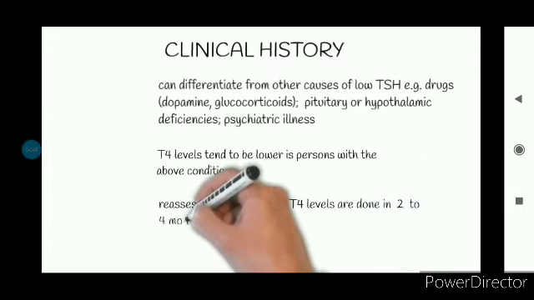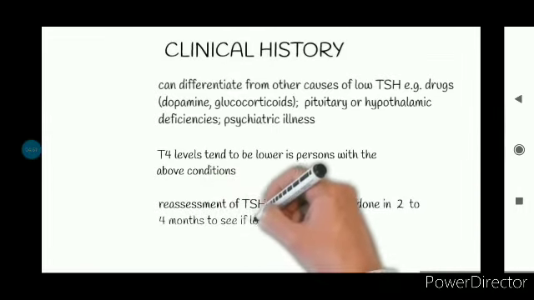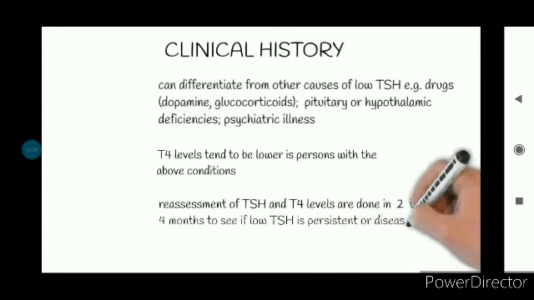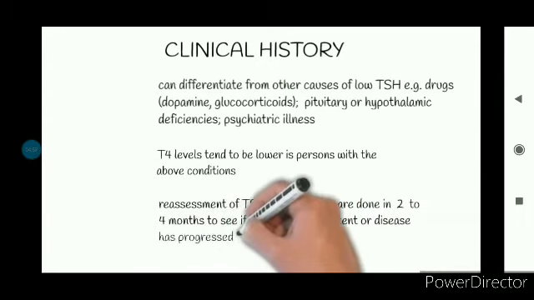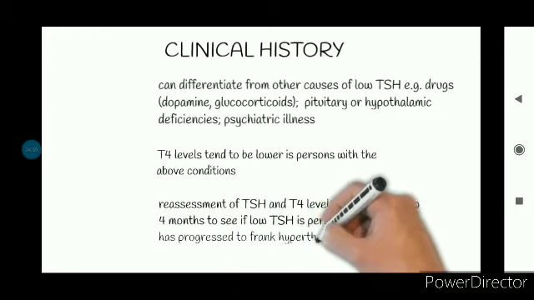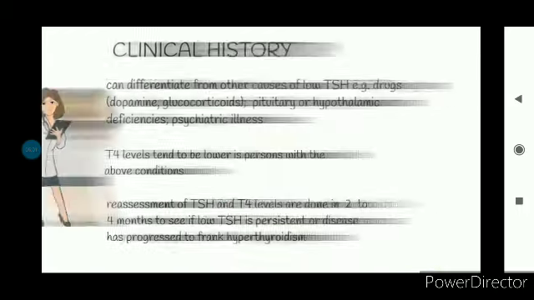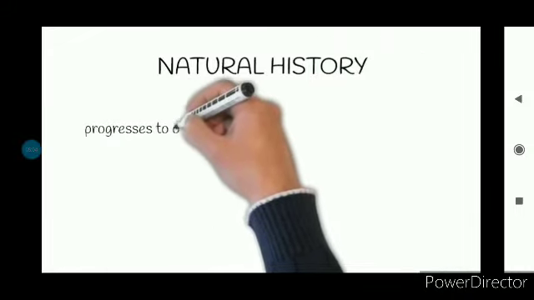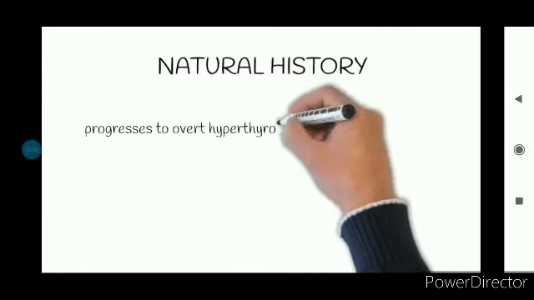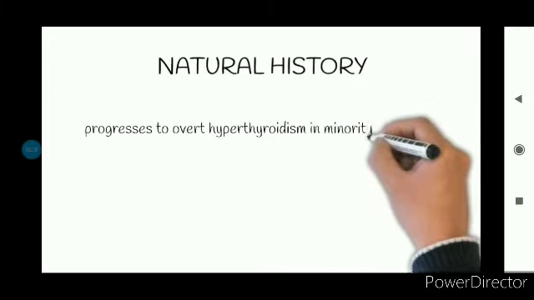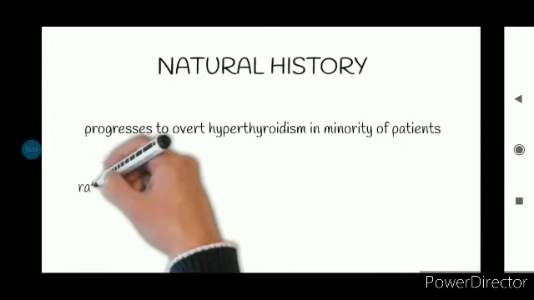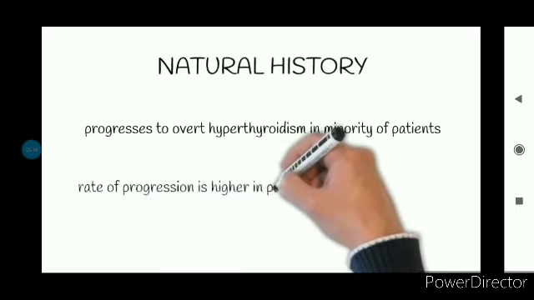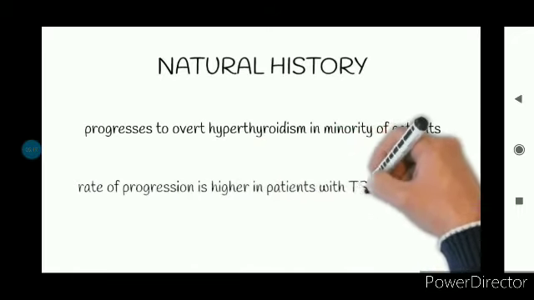Reassessment of TSH and free T4 levels is appropriate after 2 to 4 months to evaluate whether low TSH is persistent and whether subclinical thyroid disease has progressed to overt hypothyroidism. Natural history. Subclinical hypothyroidism progresses to overt hypothyroidism in a minority of patients. The rate of progression to overt hypothyroidism is higher in persons with TSH levels less than 0.1 milli-IU per liter in general.